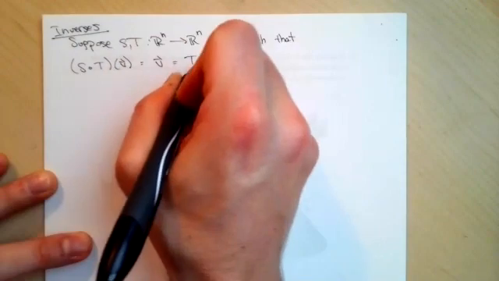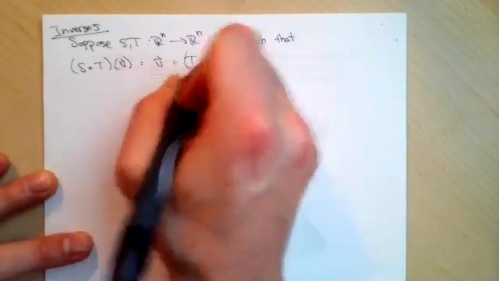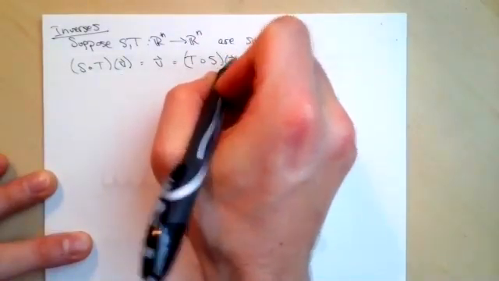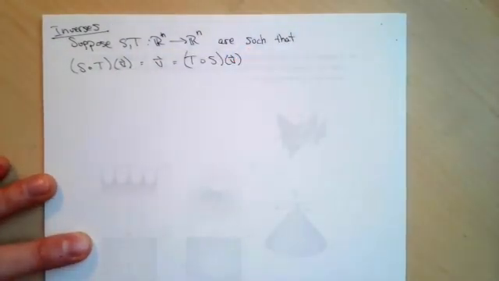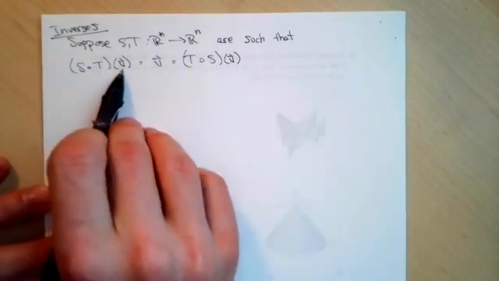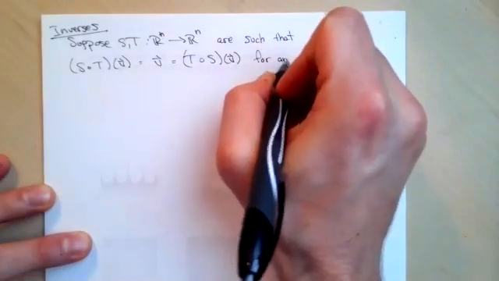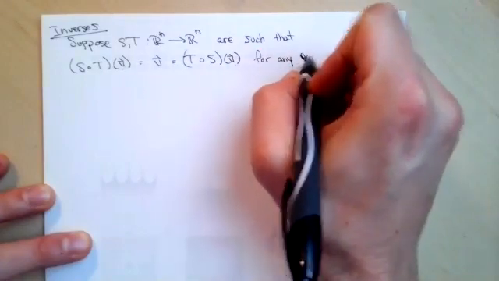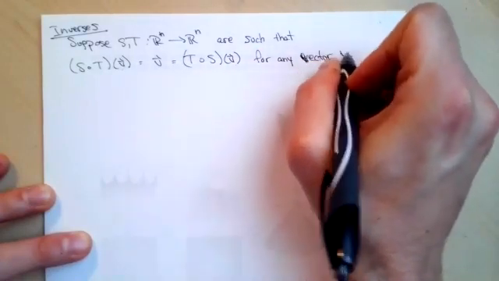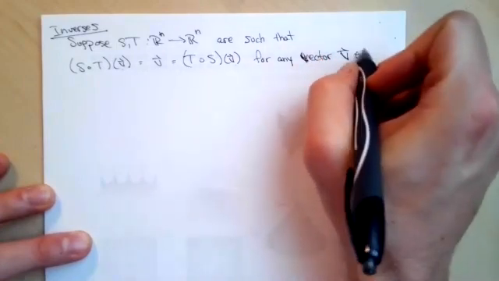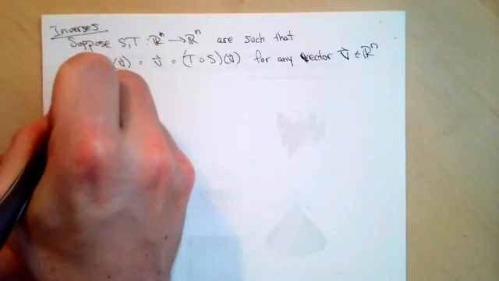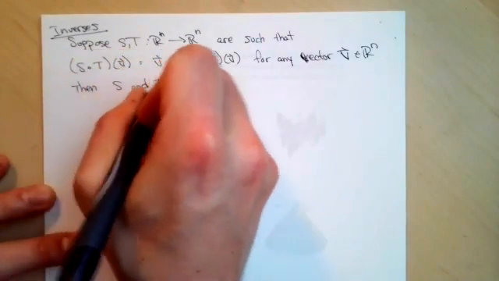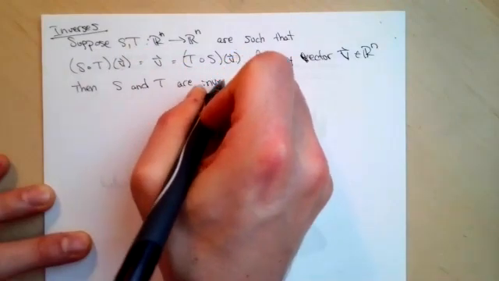And that's the same actually. So since the domain and range are the same, we can compose in either order. And primarily, if we compose in either order and act on any vector, and what we get back is that same vector, then S and T are inverses of each other.